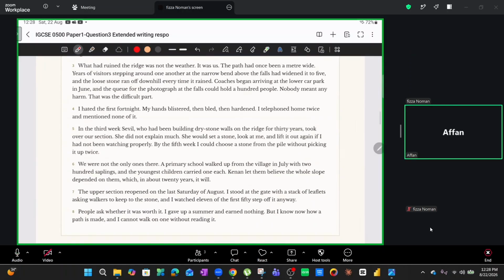What had ruined the ridge was not the weather, it was us. The path had once been a meter wide. Years of visitors stepping around one another at the narrow bend above the falls had widened it to five, and the loose stone ran off downhill every time it rained. Coaches began arriving at the lower car park in June, and the queue for the photograph at the falls could hold 100 people. Nobody meant any harm. That was the difficult part.